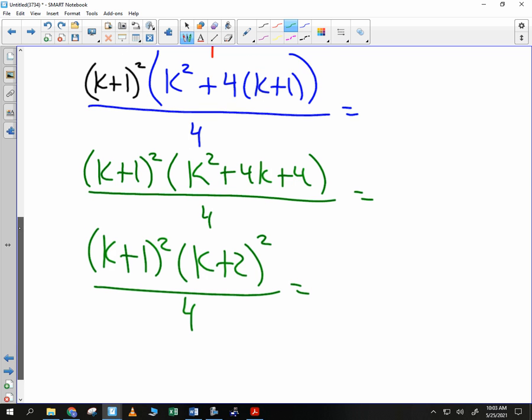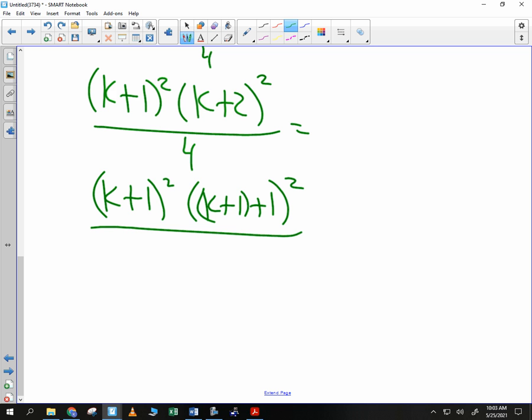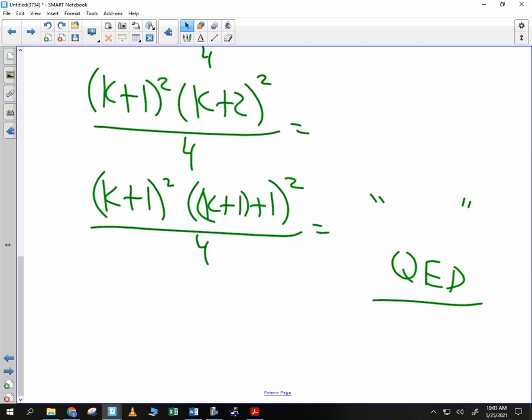That's pretty close to what I want, isn't it? What do I have to do to make it look like what I want now? Split the 2 into the 1 and the 1, right? That little trick. So k plus 1 squared times k plus 1 plus 1, that quantity squared over 4. And all of a sudden, that's identical to what we had over there, and I'm done. Do you see that nice little tricky factoring technique I used, taking out that common factor? That's a nice option as well.